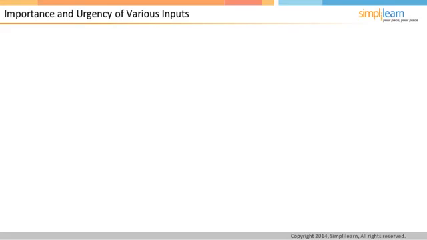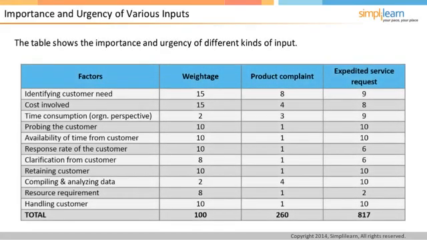The table shows the importance and urgency of different kinds of input. To select the best methods, the criteria or the factors which are important to the organization are listed. The criteria are the factors based on which organization is going to make decisions. These factors are then given weightage based on the importance of each factor in decision making. As seen, cost involved and identification of customer need are the most important criteria for which the weightage given is 15, and the list follows. Time consumption and compiling and analyzing data are the factors which have the least impact on the decision of selecting the methods for data collection.